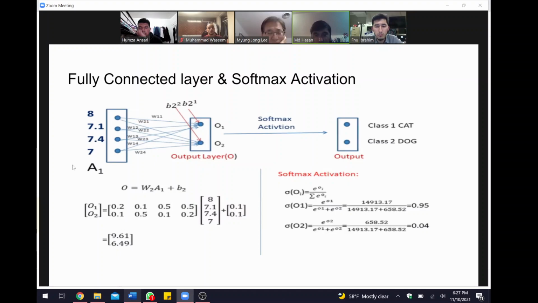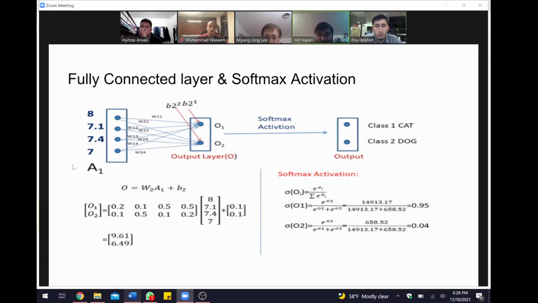This layer has only two neurons. In both neurons, each receives a bias as well as input. Each neuron has its own bias and also has four different inputs, from the previous fully connected layer A1, after multiplying with the corresponding weight.